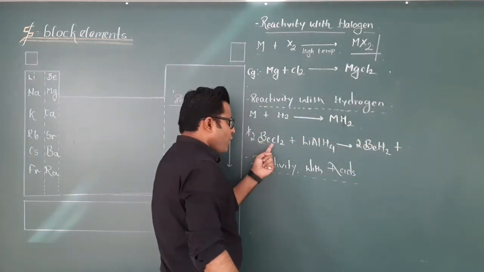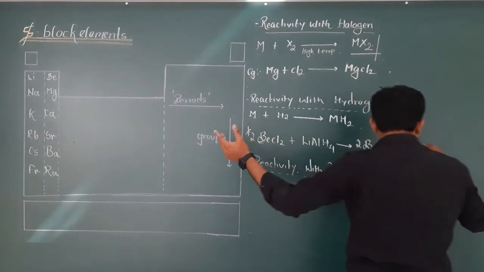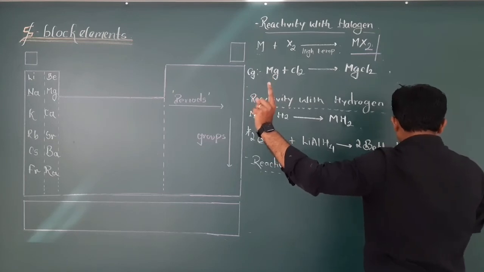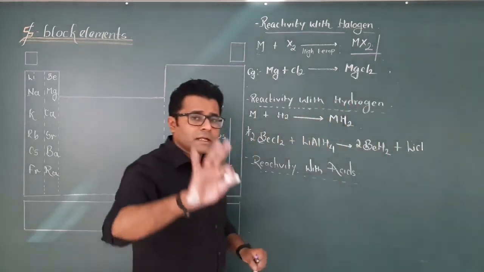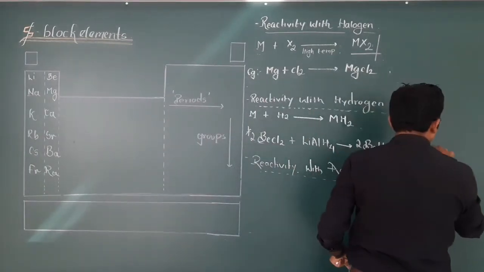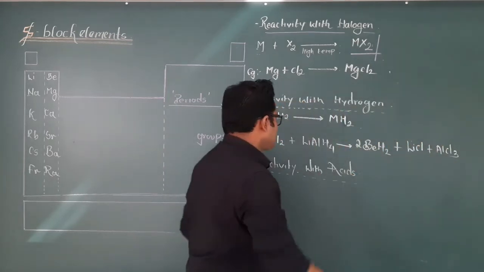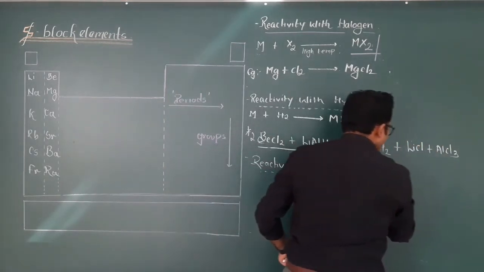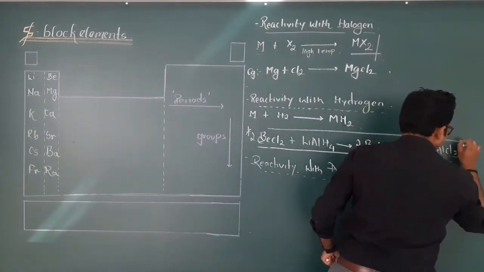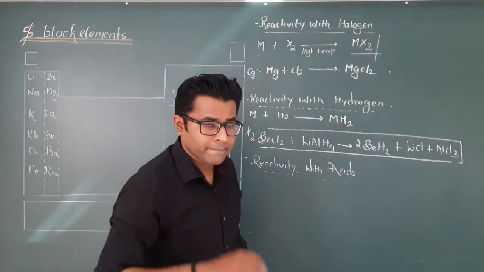us is 4 chlorines. Of these 4 chlorine moles, one will react with lithium in order to form lithium chloride. The remaining three will combine with aluminium in order to form AlCl3. So this is how we synthesize beryllium hydride. Remember this set of reactions.